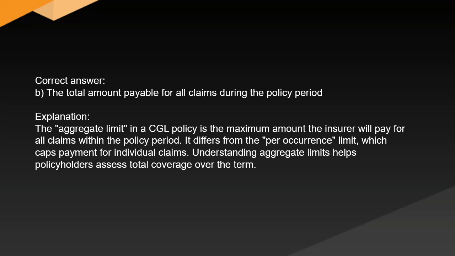Explanation. The aggregate limit in a CGL policy is the maximum amount the insurer will pay for all claims within the policy period. It differs from the per occurrence limit, which caps payment for individual claims. Understanding aggregate limits helps policyholders assess total coverage over the term.